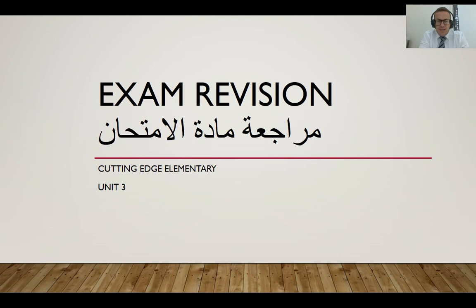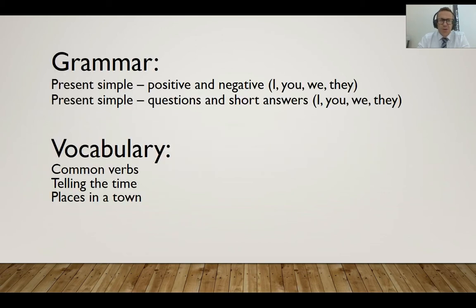Hi, this is an exam revision video for Cutting Edge Elementary Unit 3. In this unit, the grammar you studied was present simple, positive and negative for I, you, we and they. We also studied the questions and short answers for the present simple for I, you, we, they. The vocabulary was common verbs, telling the time and places in a town.